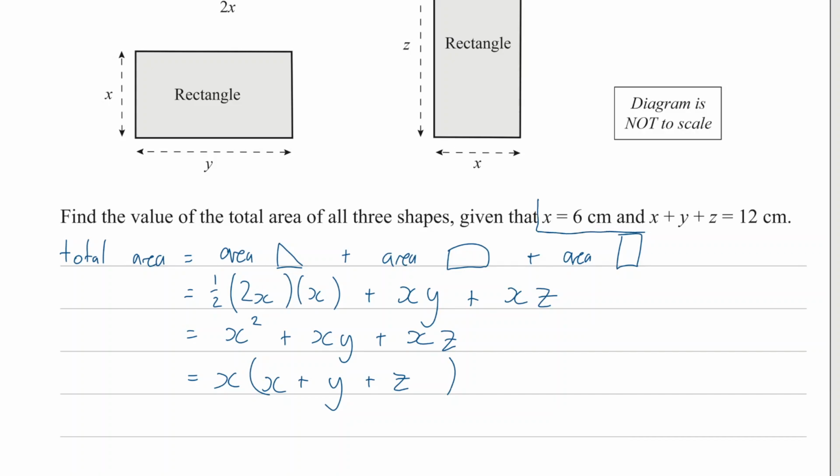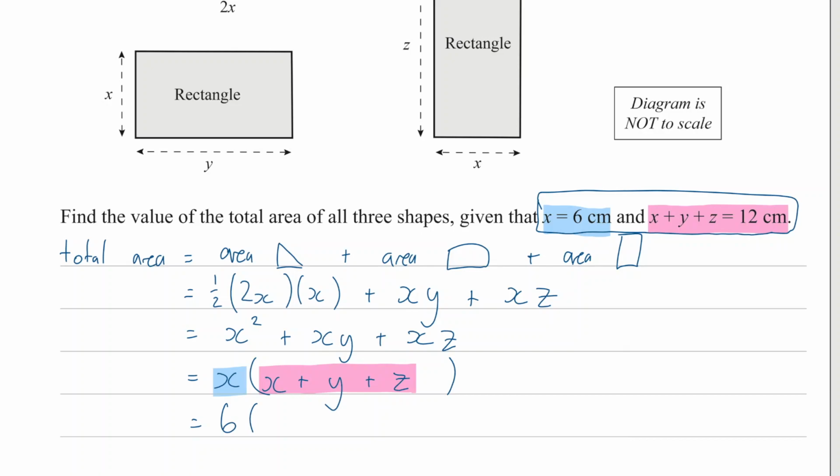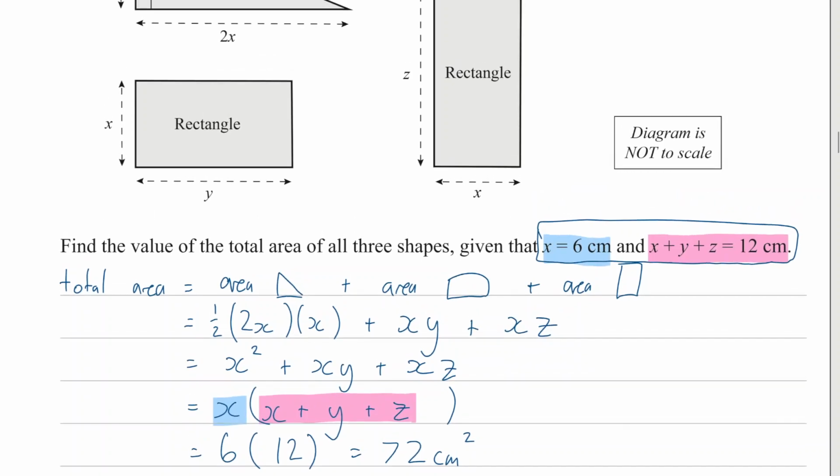Now looking at the information that we're given, we can substitute x equals 6 in for x. We can also substitute 12 centimeters in for x plus y plus z. So instead of x, we have 6 centimeters. Instead of x plus y plus z, we have 12 centimeters. So 6 times 12 is 72 centimeters squared. And that is the total area.